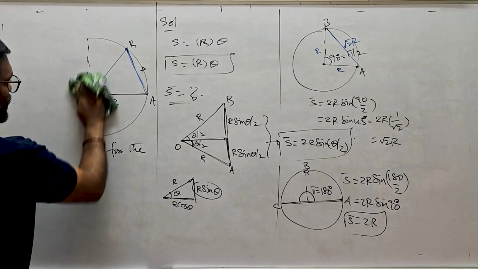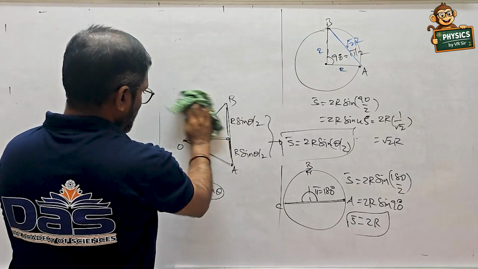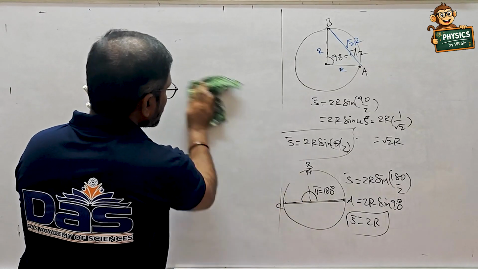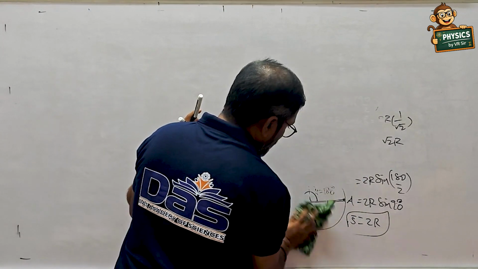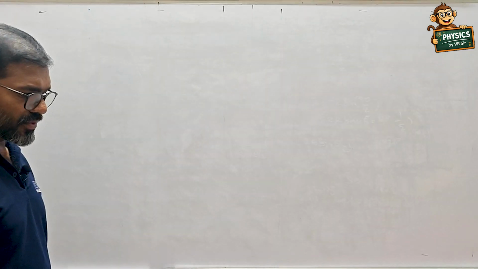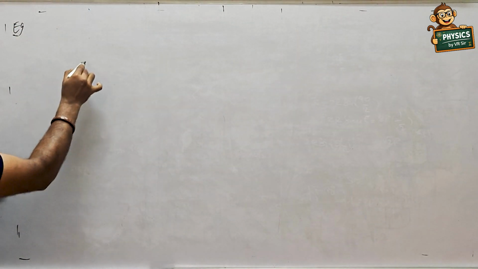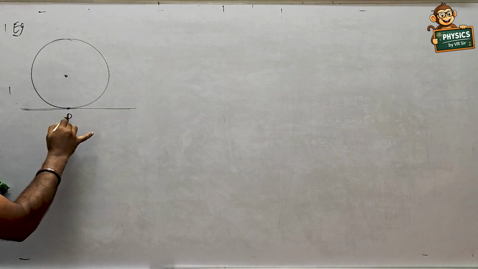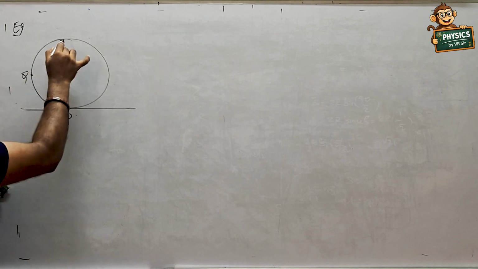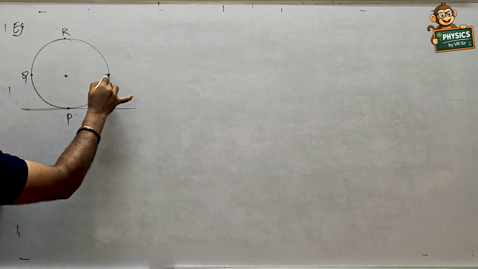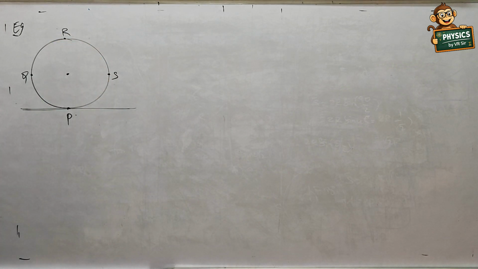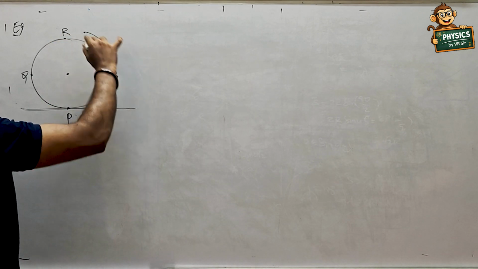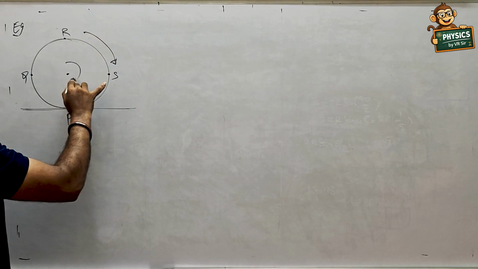So in the coming example, what we are focusing on is a wheel rolling on a floor. In this model, they ask us to find the distance and displacement. Look here, this is the wheel. Now here is the floor. This is a contact point P, and this is Q, and this is R, and this is S. Let us assume the wheel is rotating like this, about this axis.